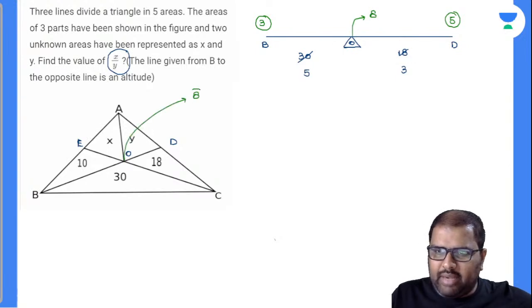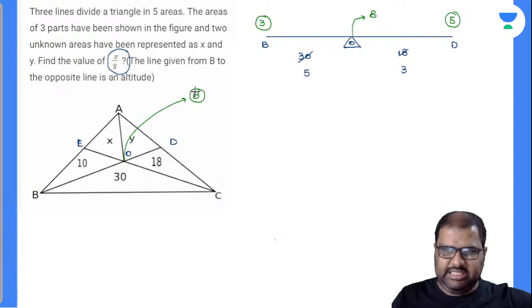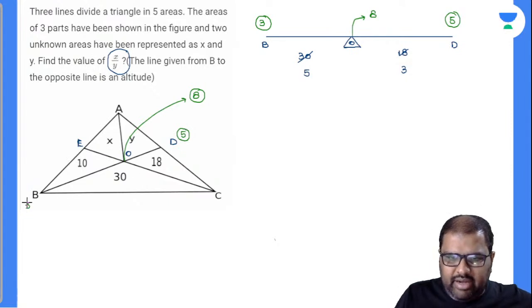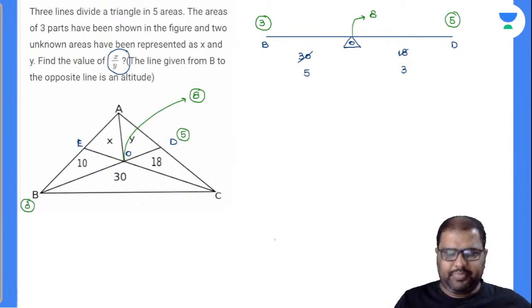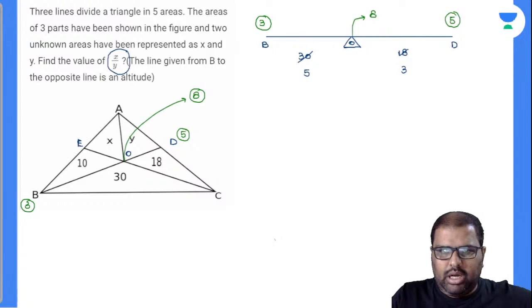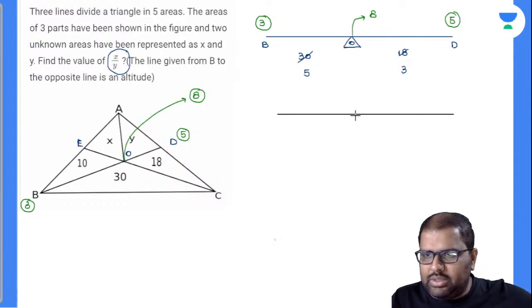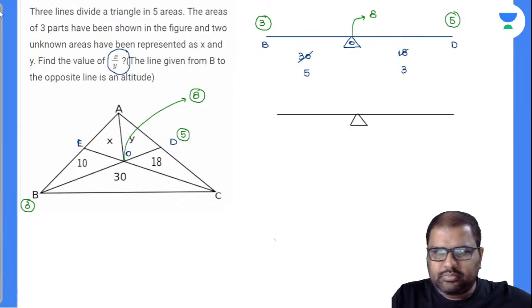Let us see whether I'm right or wrong. If we are wrong, we'll change it. So D value is equal to the 5 weight that you put here. B value is the 3 weight that you put here. Okay, fine. Let's take one more line segment. I'll take the C line segment outside, and this is the center pivot called O.